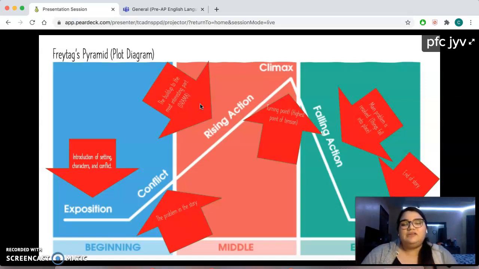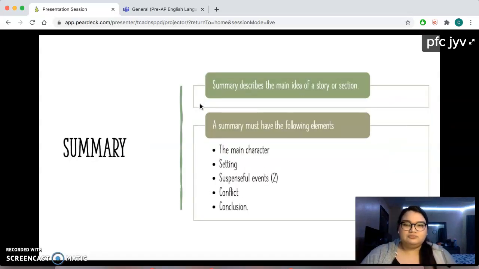Just know that it's the same thing. Freytag is just the last name of the person who created the plot diagram. So again, exposition, conflict, rising action, climax, falling action, resolution. We're going to go ahead and move on.